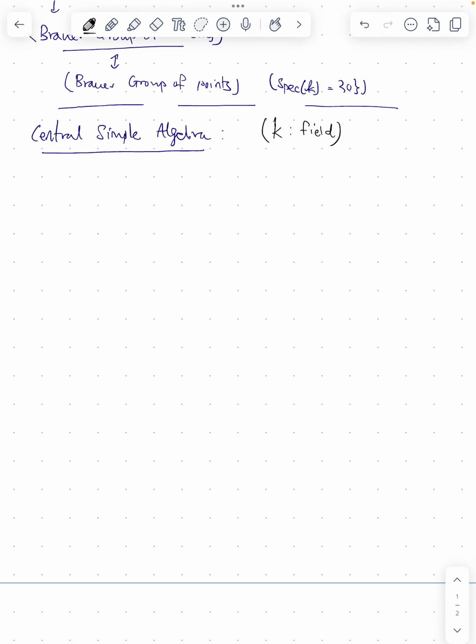So a central simple algebra, say I will denote it by A, is a central simple algebra over this field. It's called central simple if it is simple, as in it has no two-sided ideal except the zero ideal and the full ring, and the center of this can be identified with K. That is what a central simple algebra is, and we'll be only dealing with finite dimensional algebras.